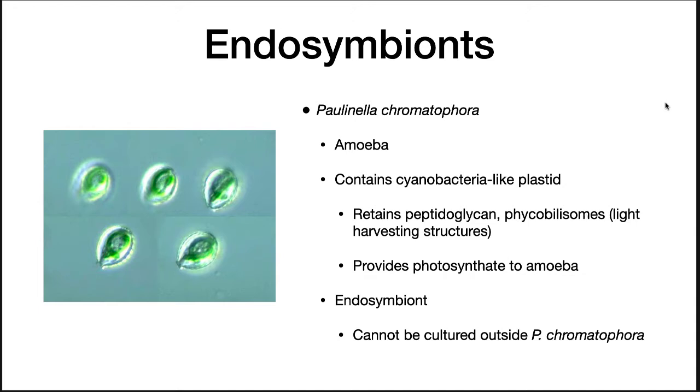Cyanobacteria are photosynthetic bacteria that can generate food from sunlight and carbon dioxide. This plastid retains the ability to make peptidoglycan and phycobilisomes, just like cyanobacteria. In exchange for not being digested, the plastid provides nutrients to its host. The plastid is an endosymbiont, meaning that it cannot be cultured outside P. chromatophora and in fact is absolutely dependent upon it.